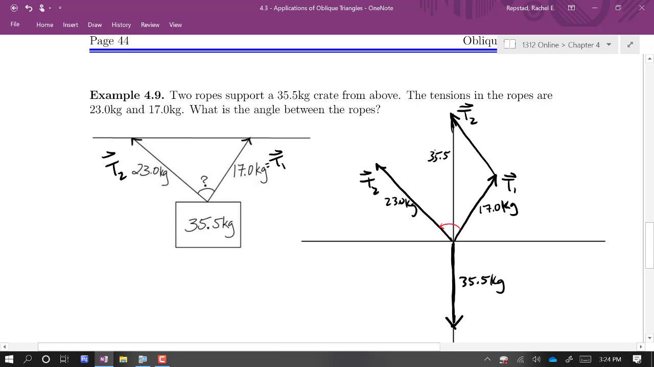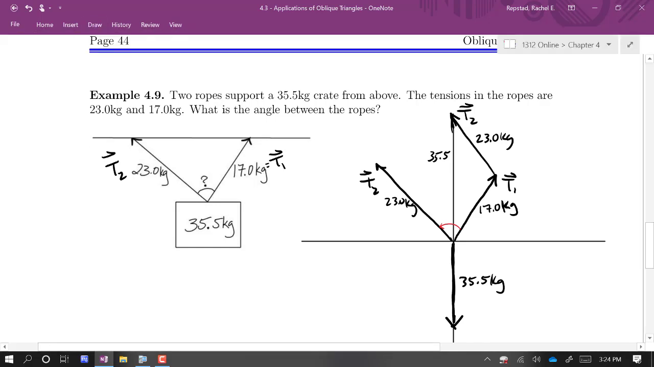So now here we have a triangle. We have a triangle that is 17 kilograms and then 23 kilograms and then 35.5 kilograms. I know all three sides. What we need to figure out now is what is the angle that we want? Because the angle that we're asking to find is not any of the actual angles that are in this triangle.